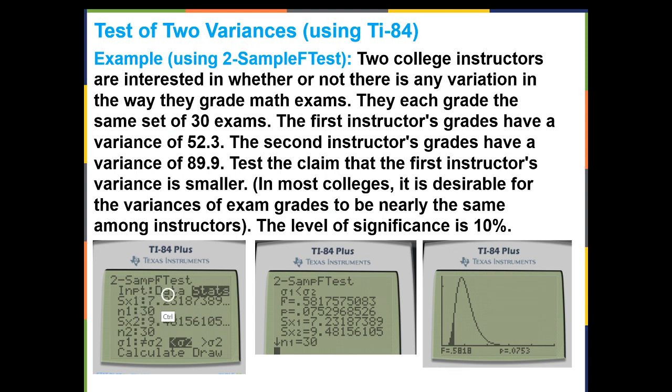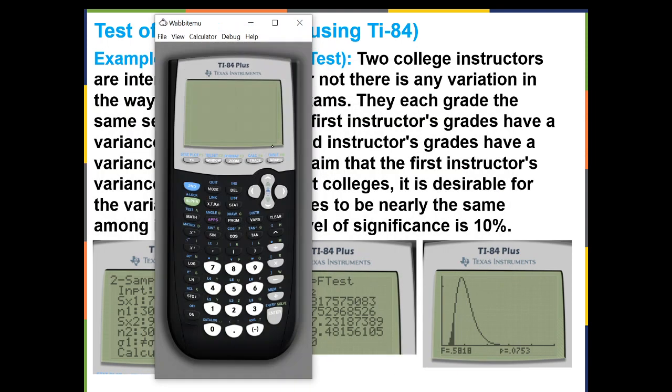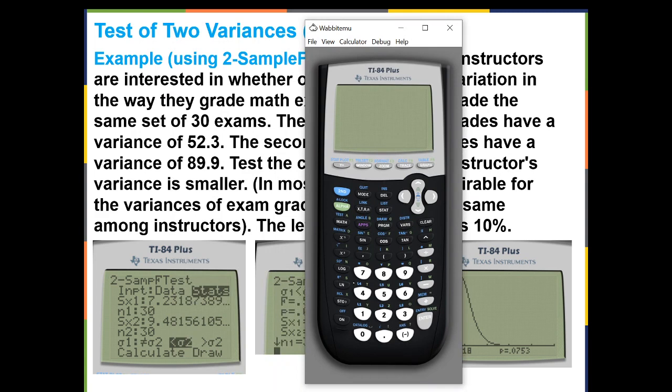Calculator has a 2-sample f-test you can use. Where is it? Is under, again, what? Is under stat tests, right? You go to stat and you go to tests and you look for what? 2-sample f-test right there. 2-sample f-test. You run that. You have to put data.